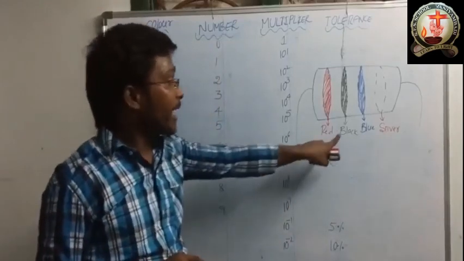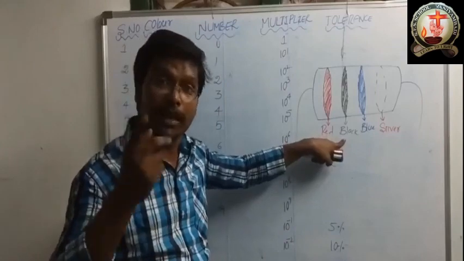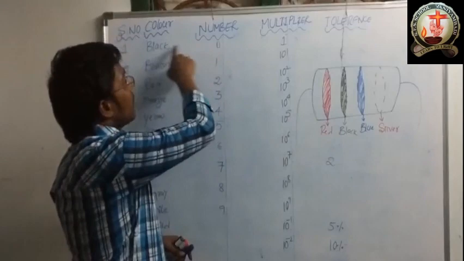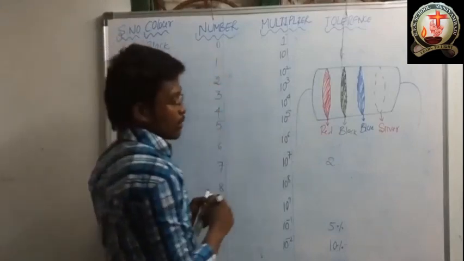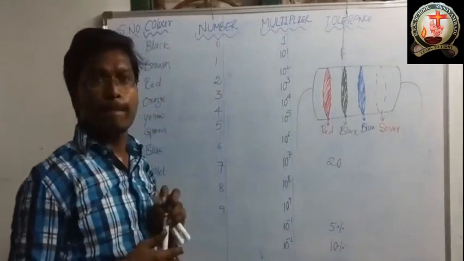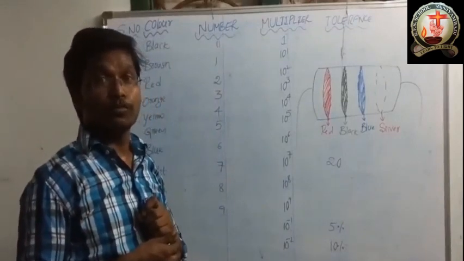Next one. The second ring will also indicate a significant figure. A significant figure is nothing but a number. So here, black again. Where is the black? First one. So here, opposite black the number is 0, so you can write 0.